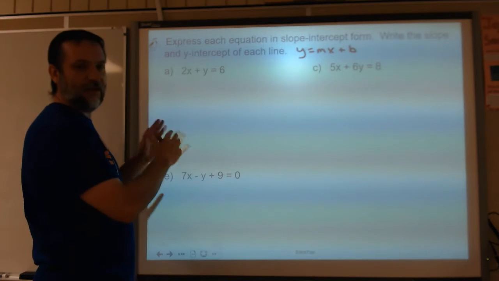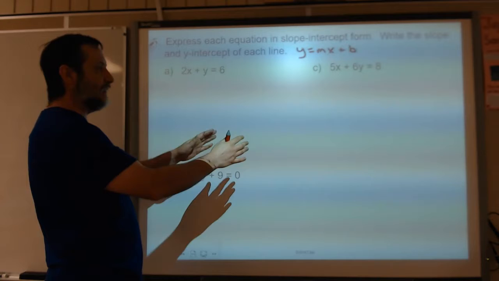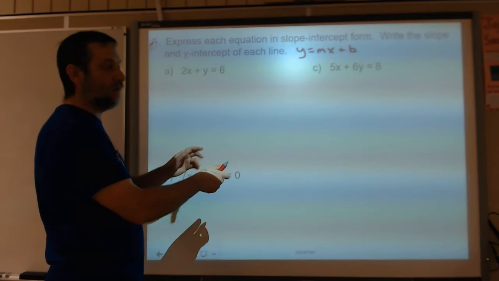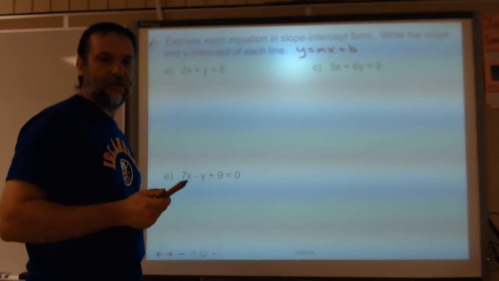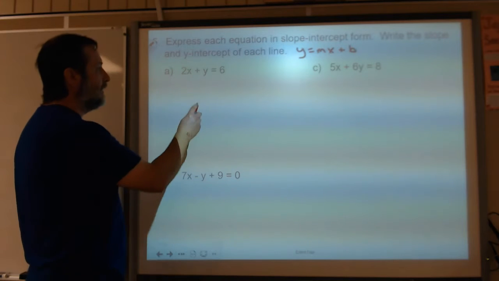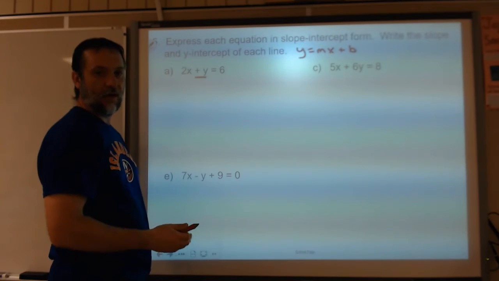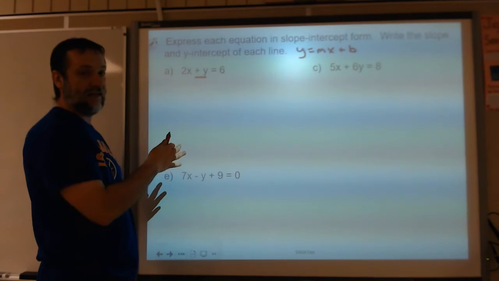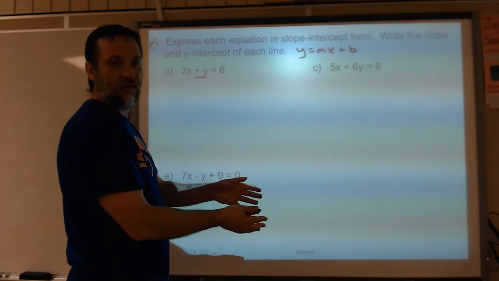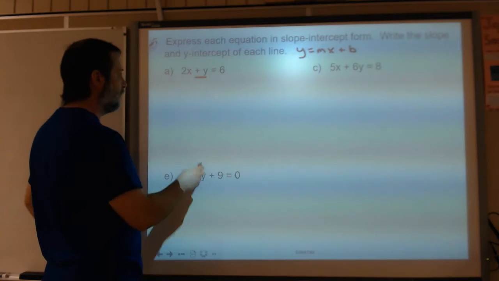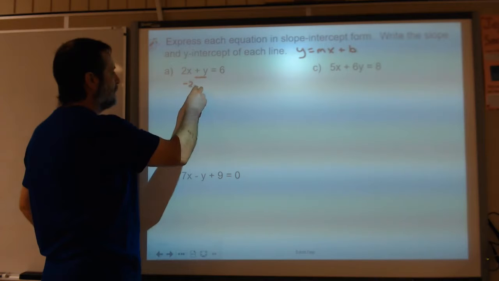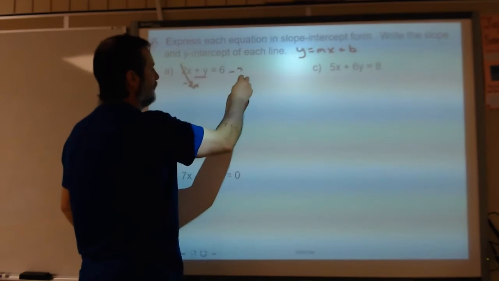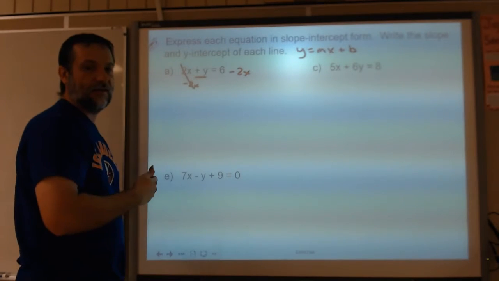Of course, because I'm moving things, I can move things left, I can move things right just by adding and subtracting. I'm going to use the y to determine which way I move everything. Here I have a positive y already on the left, so I want to leave that there, and I want to move everything else to the right. So then I'll say, okay, I need to subtract 2x here to get rid of that, and I need to subtract 2x on the right side.